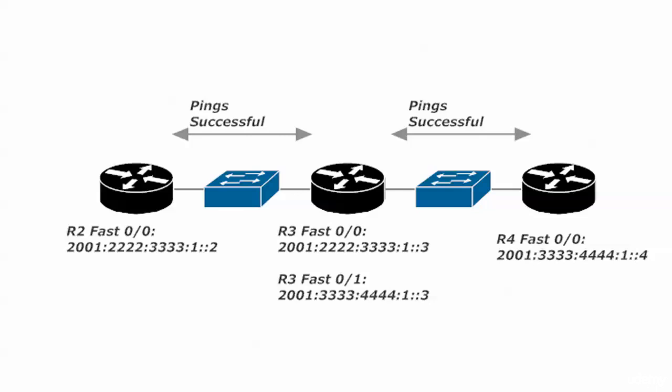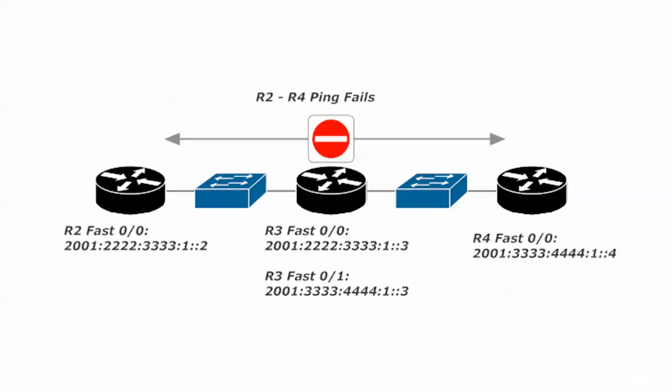Our ping test started awfully well. Router 2 can ping router 3, router 3 can ping router 4, but as we were kind of suspecting, router 2 cannot ping router 4. They are on different subnets, and version 6 is advanced, but not that advanced. We got to add a little something here.